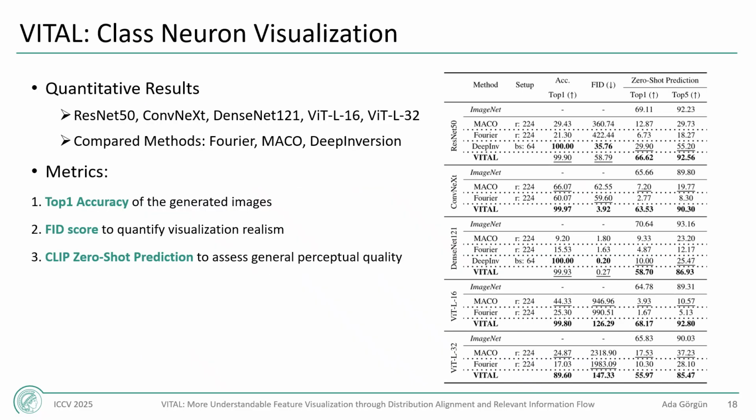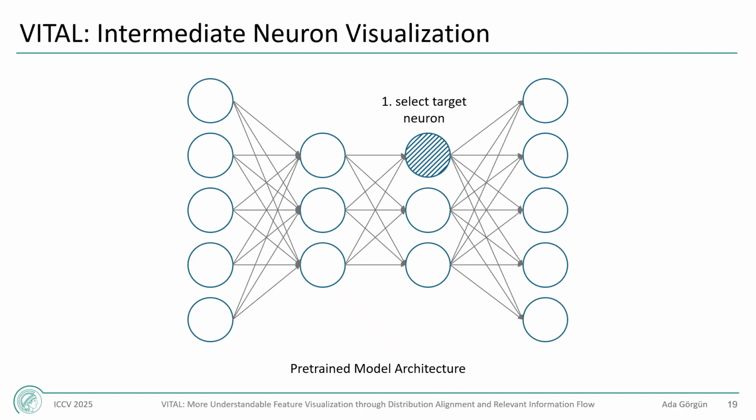Quantitatively, we compare our method with Fourier, MACO, and DeepInversion. We report top-1 accuracy of generated images as a faithfulness check, FID as a realism measure, and CLIP zero-shot alignment as a perceptual proxy.